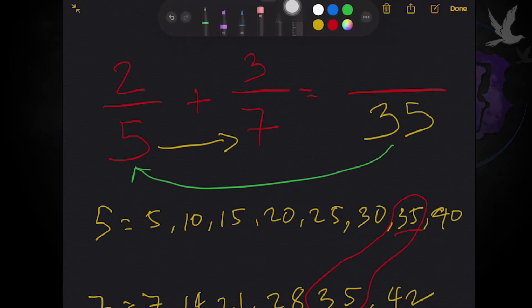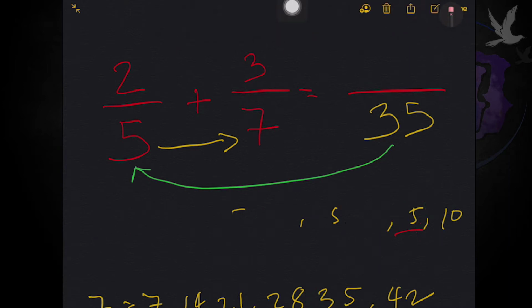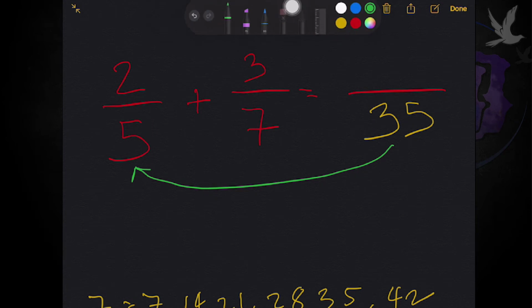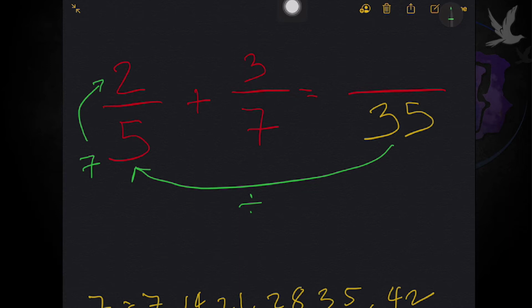Erase lang natin yung mga information sa baba. And this arrow over here, again, divide lang muna natin. 35 divided by 5 will give you 7, multiplied to your numerator. 7 times 2 will give you 14. Doing the same exact thing, but this time to the second denominator. 35 divided by 7 will give you 5, and multiply it to its numerator, which will give you 15. Operation involved, plus.